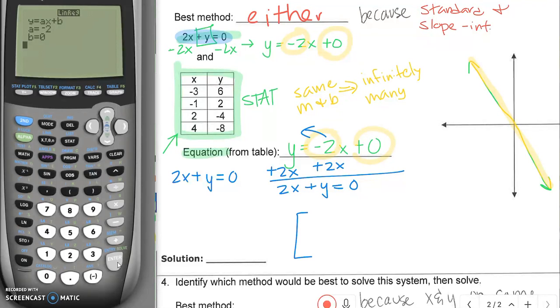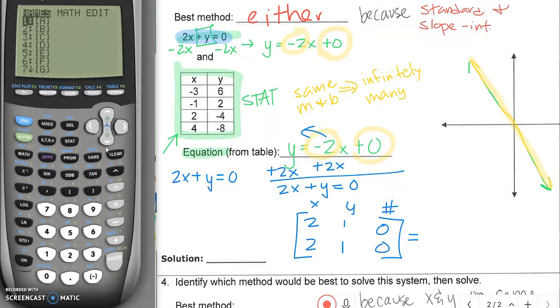So when I go to put in my matrix, I would have for my x's 2 and 2, for my y's 1 and 1, for my numbers 0, 0, and I want to take and put that into the calculator. So I go second, matrix, math, B, alpha, zoom, 2 rows, 3 columns, enter, 2, 1, 0, 2, 1, 0, enter.